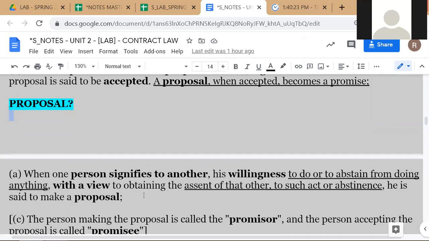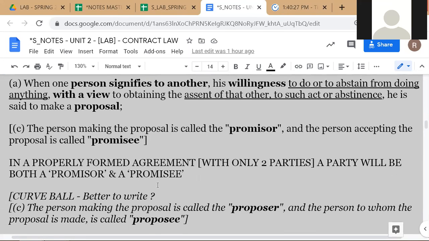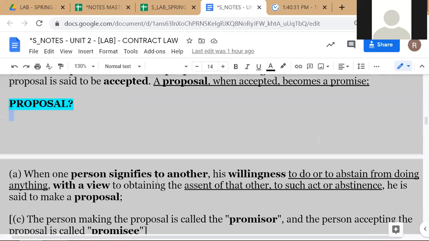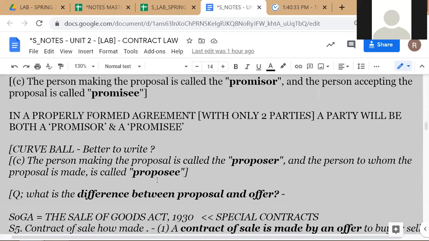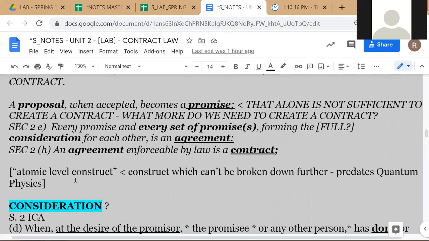All right. So here I've used a term called atomic level construct. Let me explain what that means. This is a part of your English writing. Lab is meant to develop all kinds of skills, and one of those, of course, is English comprehension, English writing, spoken English, etc. So this is a style of writing, atomic level construct. What do we mean by that? It's a construct which can't be broken down further.